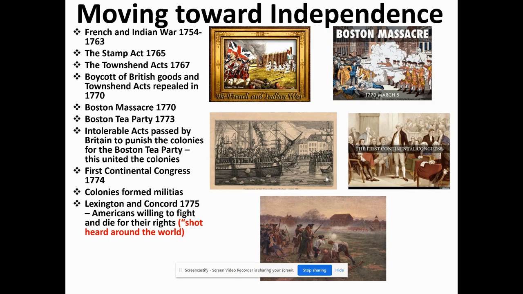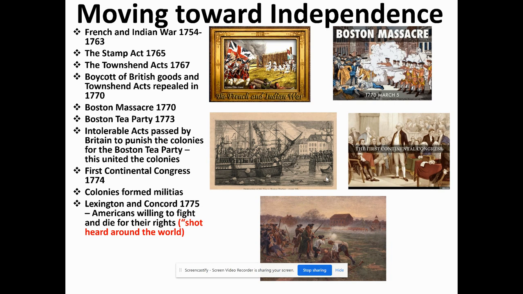Now, this is something that actually has the opposite effect of what the British want. So the British are mad and angry, and they want to make sure that the colonists understand their place, that they understand that they're just colonists and they don't have rights and they don't have the ability to do this to the British crown. And so the idea was to punish them, and then they would become submissive to the British crown once again. The problem is it has the opposite effect.